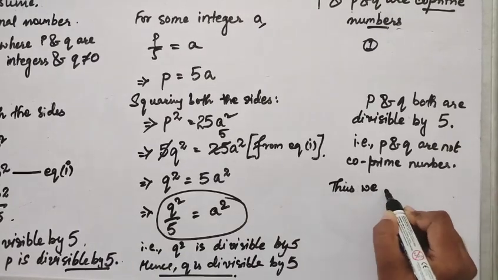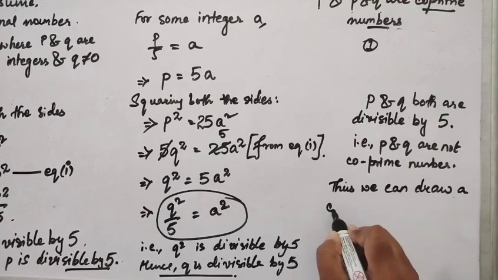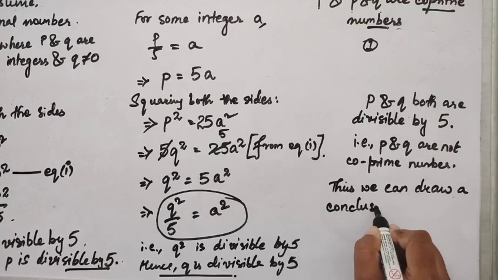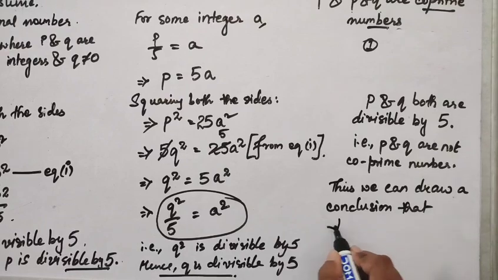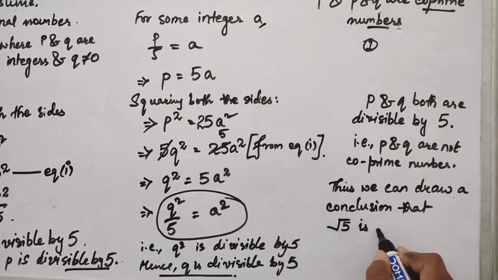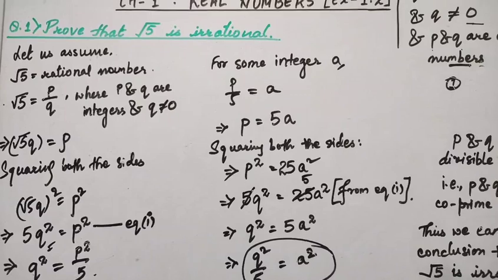Thus, we can draw a conclusion that root 5 is irrational. Did you understand this one? Now let's move on to question number 2.